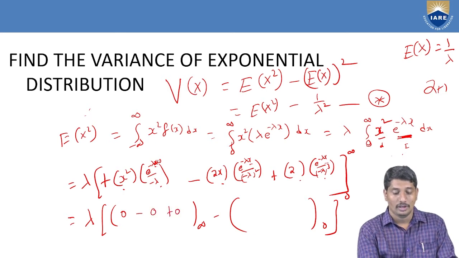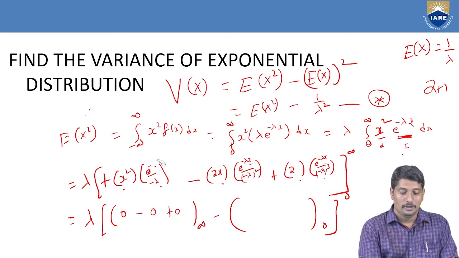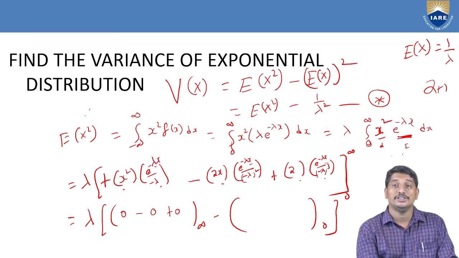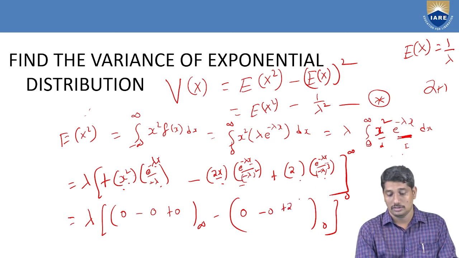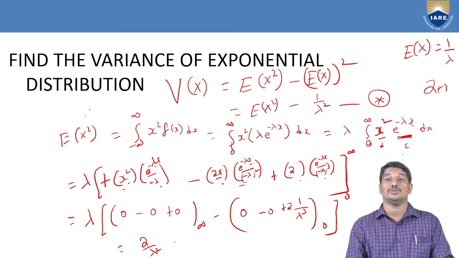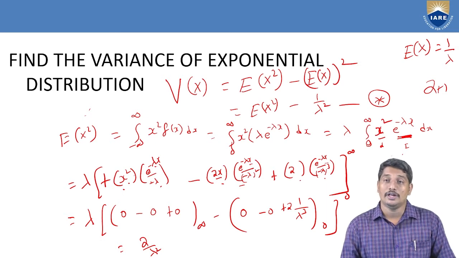If you substitute x is equal to 0 here, 0 square, that is 0 into anything 0, plus 2 into e power 0 which is 1, 1 by lambda. So what do we get? We get 2 by lambda square, that is E of x square. So we arrived at E of x square as 2 by lambda square.